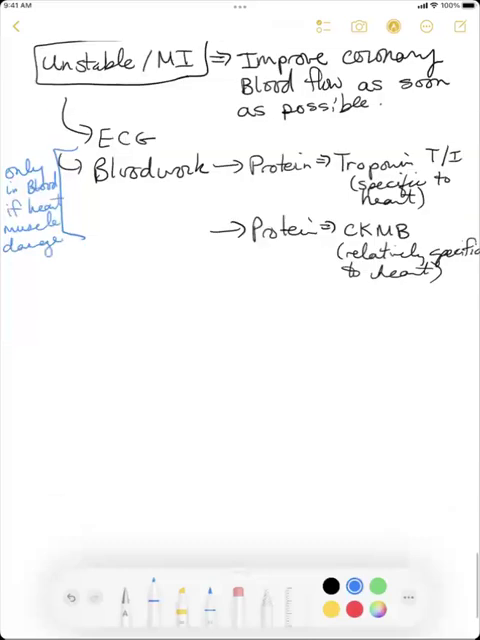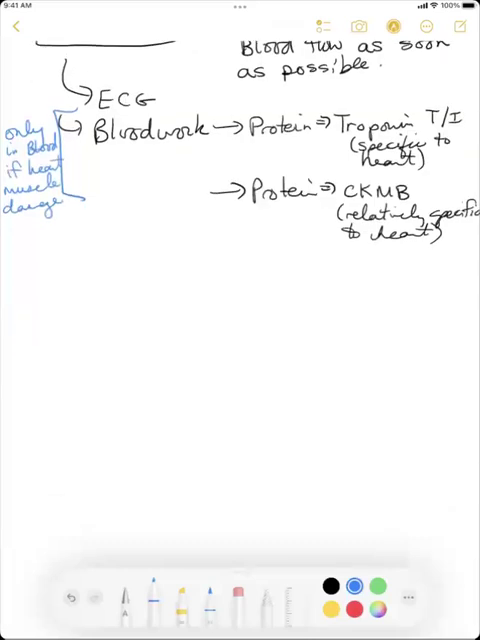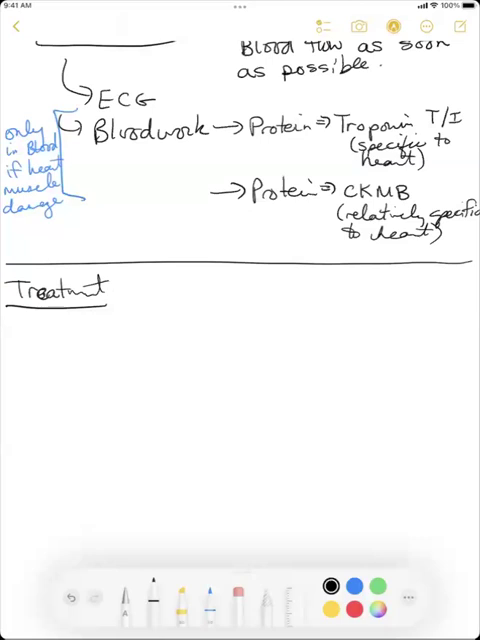So as I mentioned, we're going to improve coronary blood flow. I kind of got ahead of myself there with that one. It's more for the treatment here. We're going to improve coronary blood flow for stable angina, unstable angina and heart attack, and there are many medications that we will use. The first ones are going to improve coronary blood flow.